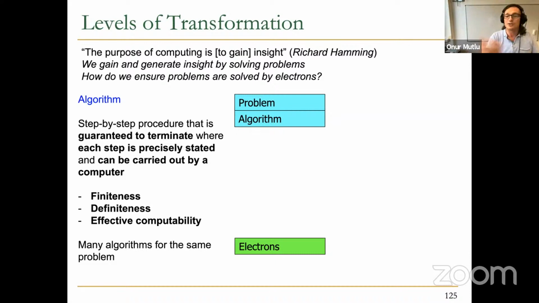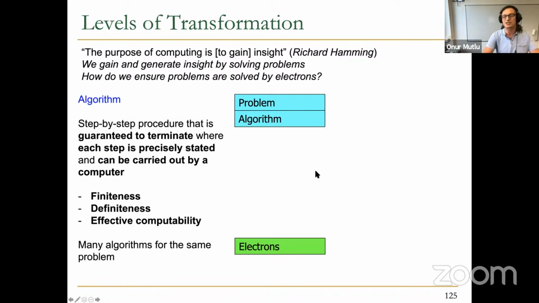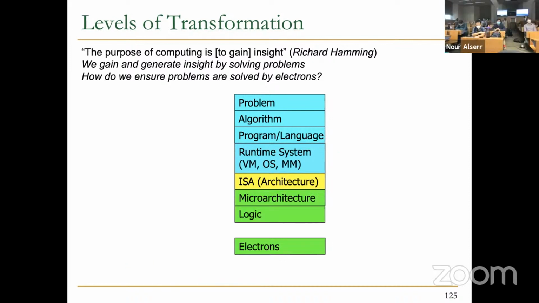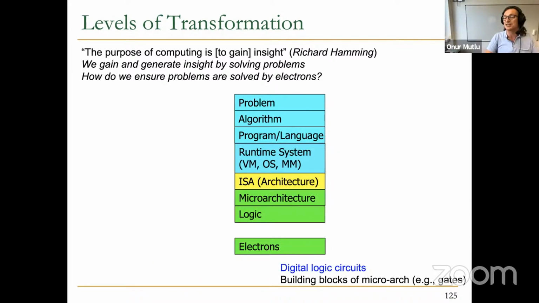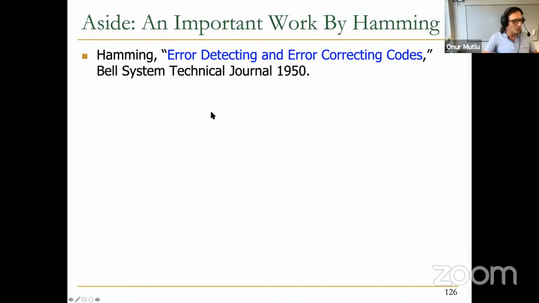Okay, so I'm not going to go through the levels of transformation over here. I'm going to just leave this slide because we discussed this earlier. But you can see the precise definitions of what an algorithm is and what instruction set architecture is, which is the interface and contract between software and the hardware. This is what the programmer assumes hardware will satisfy. Microarchitecture is an implementation of the ISA, and digital logic is the building blocks of the microarchitecture. And then you have devices, etc. But basically, we're going to take a broader approach than the regular architecture approach. We're going to really take the full stack approach in this course. But before we go into that, I will also mention Hamming.